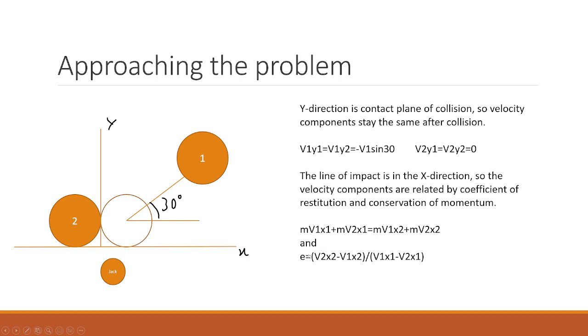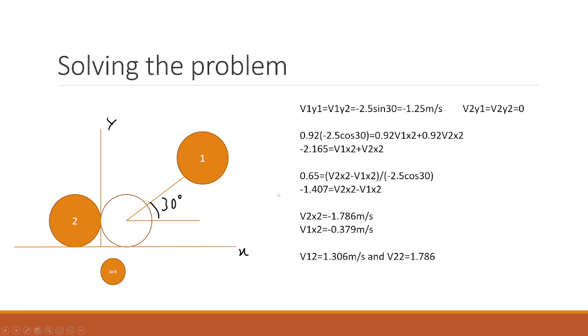And here we have the equation of the coefficient of restitution. It will be e equals the second velocity of the second ball minus the second velocity of the first ball, divided by the first velocity of the first ball minus the first velocity of the second ball. Now that we have all these equations sorted out, we can go straight to solving the problem. We can plug the numbers we have into the equations.